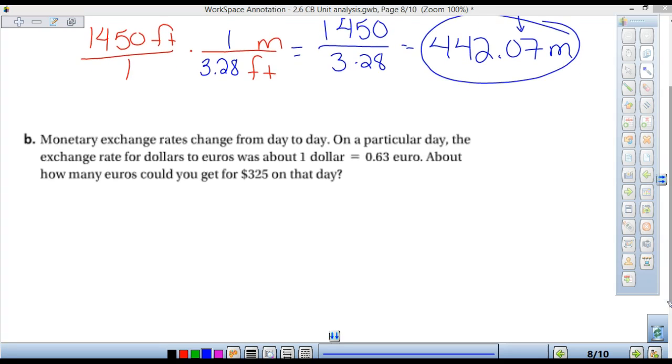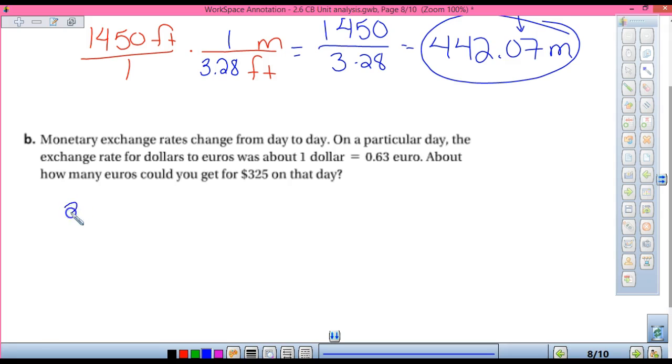Alright, so you are taking a trip to Europe, and you have to go to the bank and exchange your money into euros. So $1 equals 0.63 euros. I'm going to the bank with $325. Let's see how much that's worth overseas.